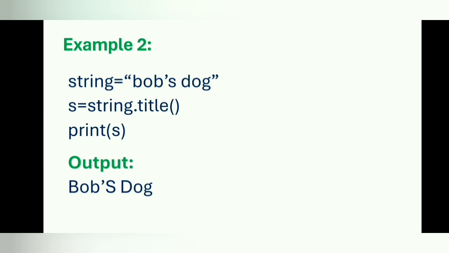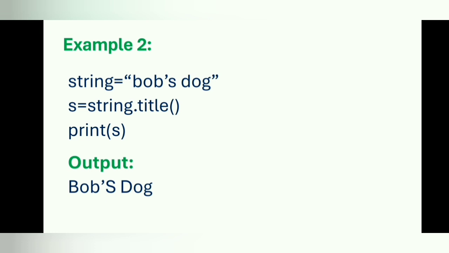The letter s after Bob is converted to uppercase because after the apostrophe the string title method considers the start of a new word. Since s is the first letter after the apostrophe, the letter s becomes uppercase.